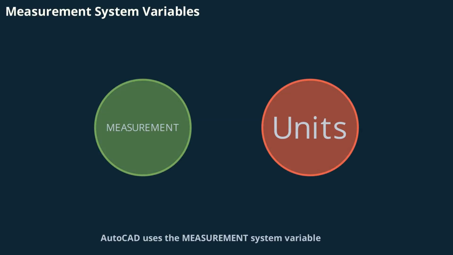AutoCAD uses the MEASUREMENT system variable to determine units and hatch patterns. MEASUREMENT equals 0 uses imperial units, inches, loading templates and patterns based on the imperial system. MEASUREMENT equals 1 uses metric units, millimeters, loading metric patterns. The UNITS command specifies the type and precision of units displayed. Choosing the correct measurement system is vital for international projects and standardization.